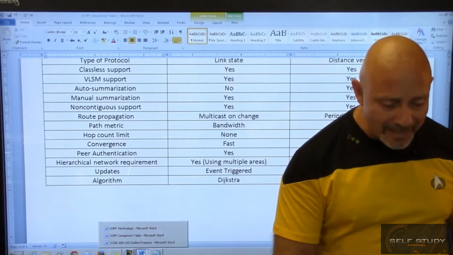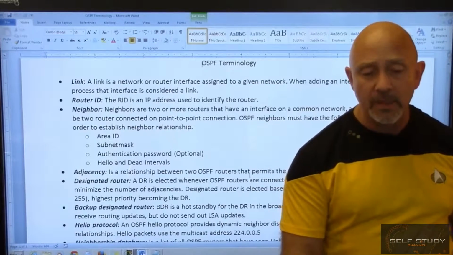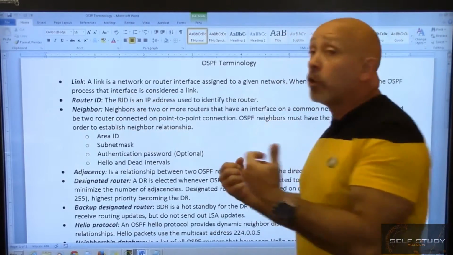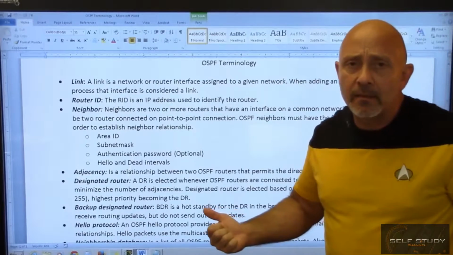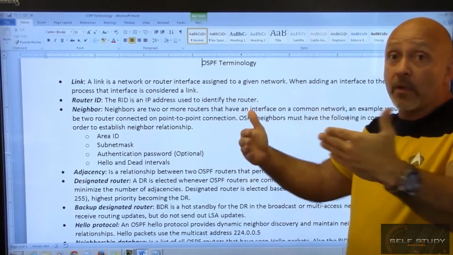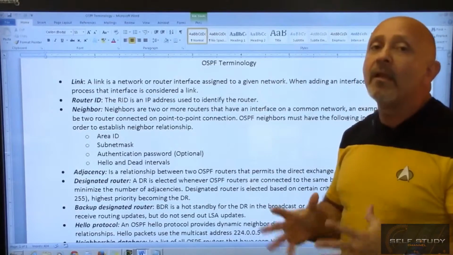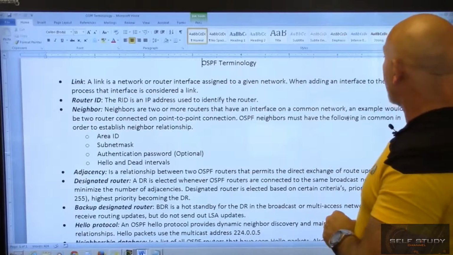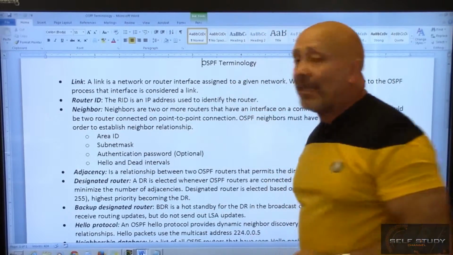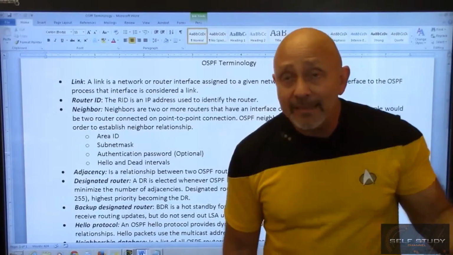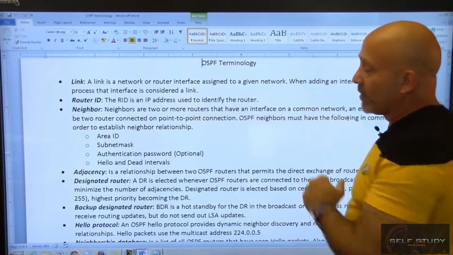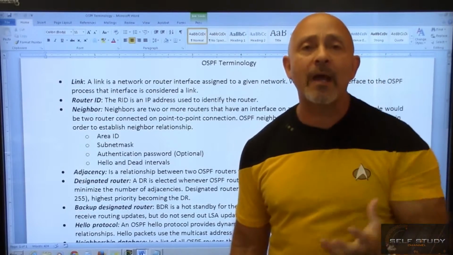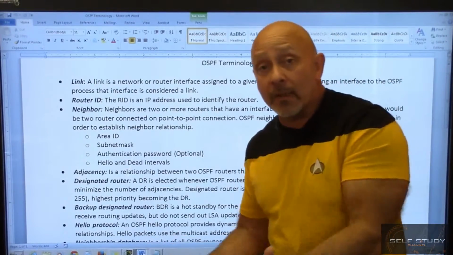What I'd like to show you next is the actual terminology that you need to be aware of. You need to understand what a link is. Two routers connected to each other. That's a link. Two routers whose interfaces are joined, that build that adjacency, right? That is the formed neighbor relationship. That is a link. All right? A router ID. That's the name of the router. The RID is an IP address used to identify the router. That's how they identify each other, through the router ID. So it's essentially their name, but in an IP format.